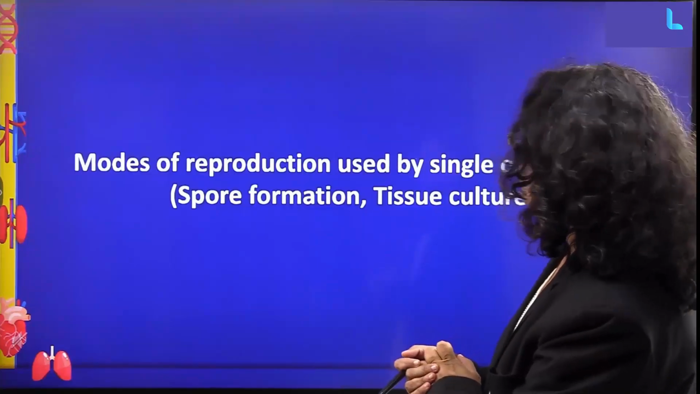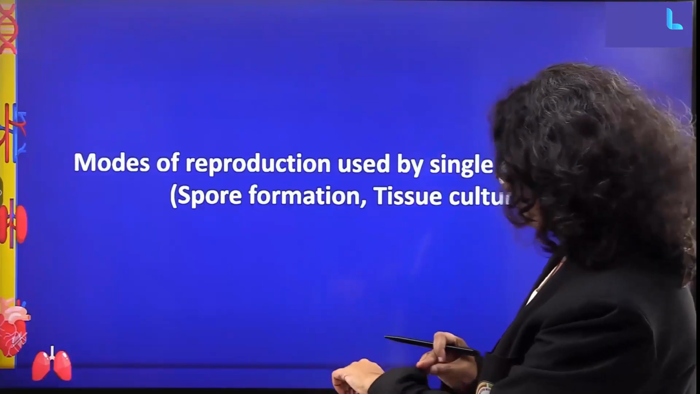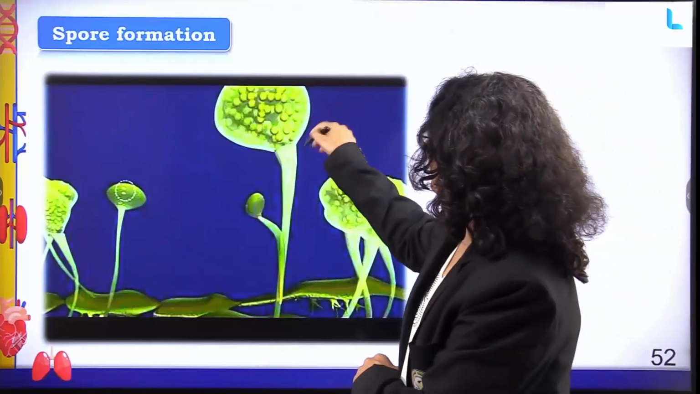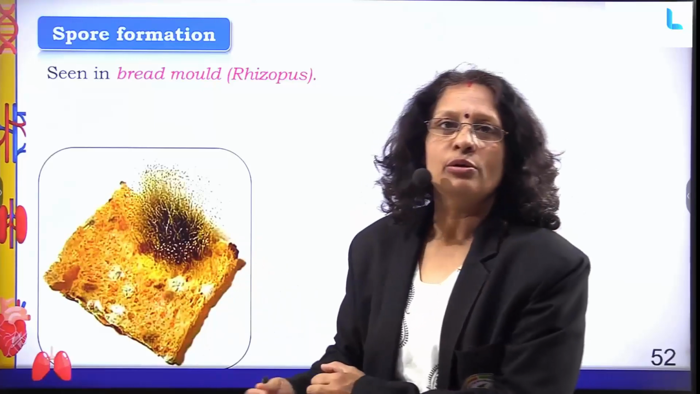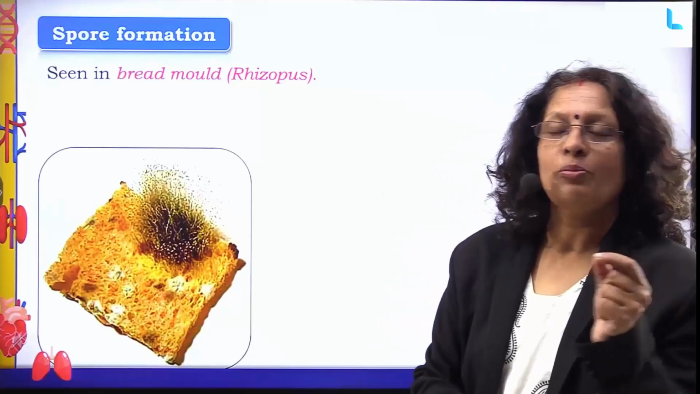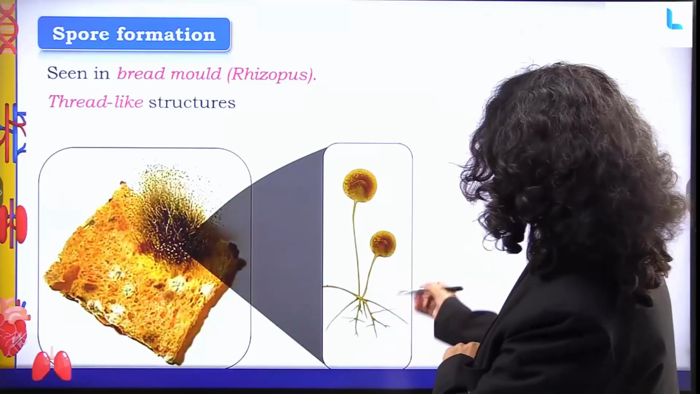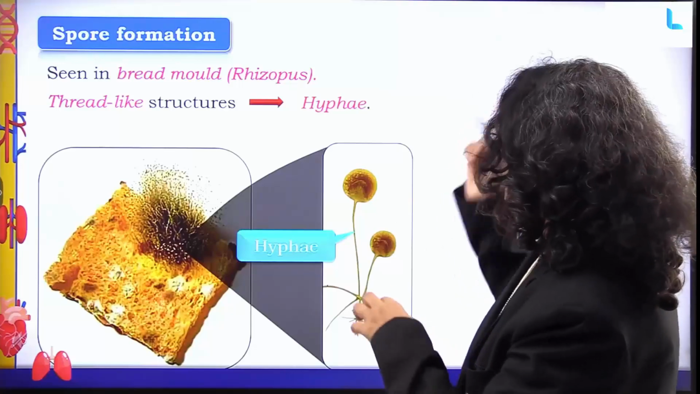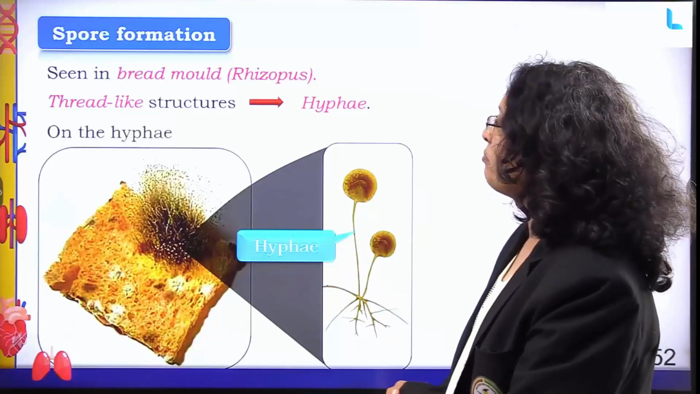Now, in a single organism, reproduction is possible by spore formation and by tissue culture also. Look at spore formation. This kind of spore is present, and when it bursts, you can see it, like the mold on bread, a black fungus. If you observe it under the microscope, you will find small hair-like structures with a head, a ball, and inside that there are small spores. When it bursts, it spreads the spores everywhere and makes many more.